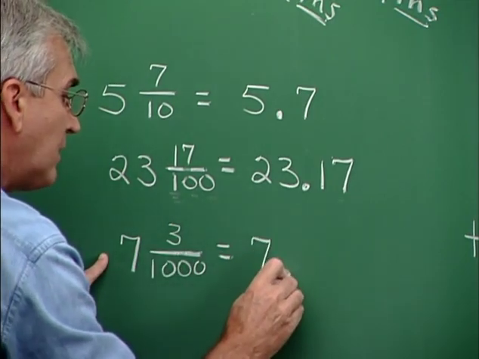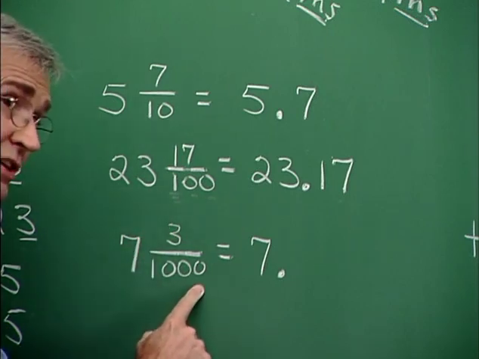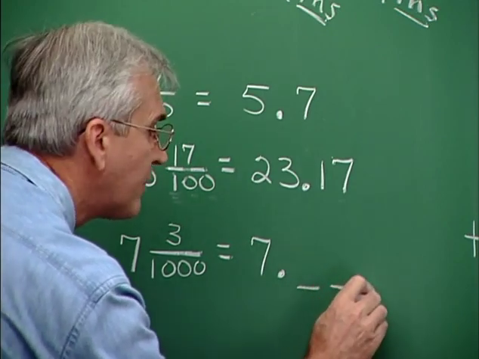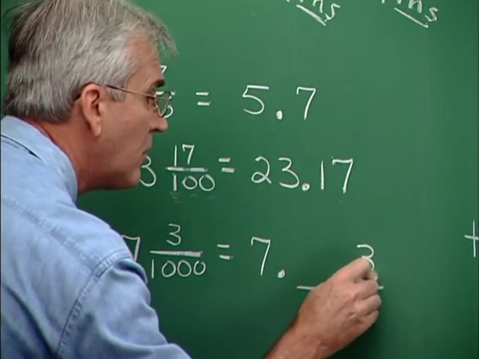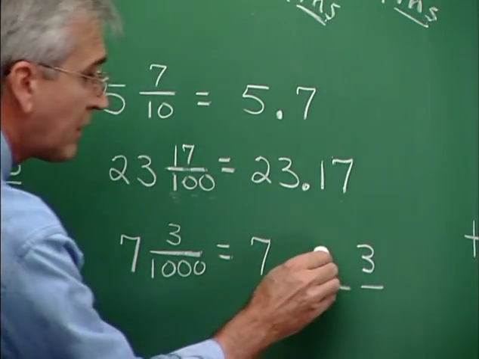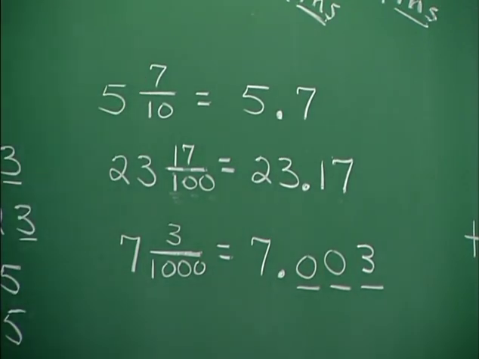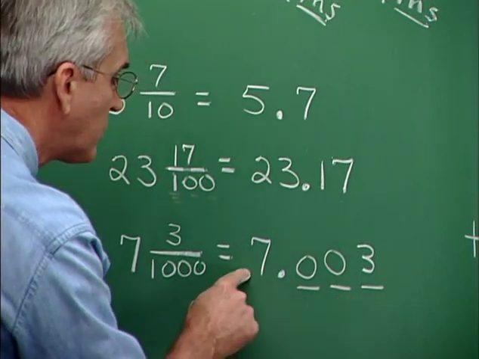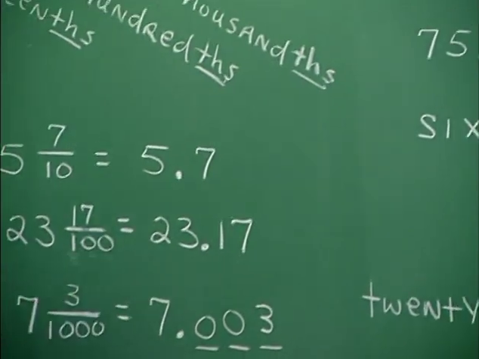7 and 3/1000. Now the 3 is going to be put into the thousandths position, but the thousandths digit is the third digit to the right of the decimal point. So the 3 goes here. That means we're going to have to fill these positions with zeros. You see zeros as placeholders for the tenths and hundredths places. So 7 and 3/1000.